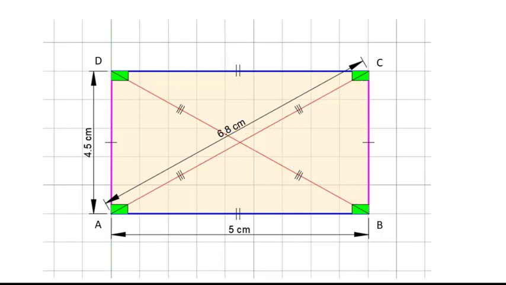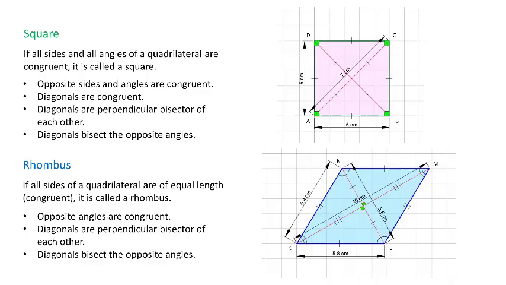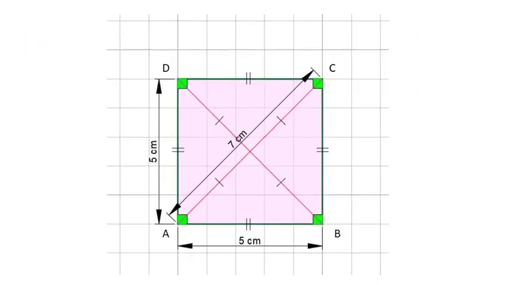Third property is diagonals bisect each other, that means the diagonals are getting divided into equal halves at the point of intersection. The third type of quadrilateral is a square. Square is a quadrilateral whose all sides and all angles are congruent, that is equal. The first property of a square is opposite sides and angles are congruent.